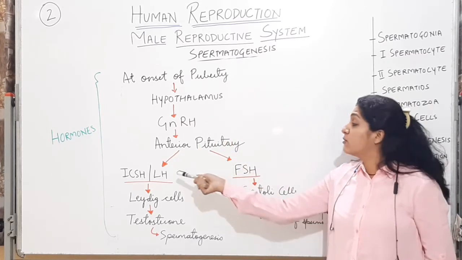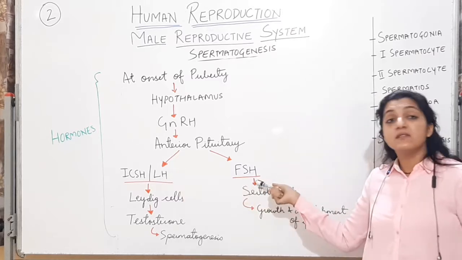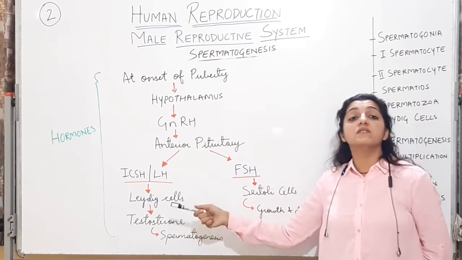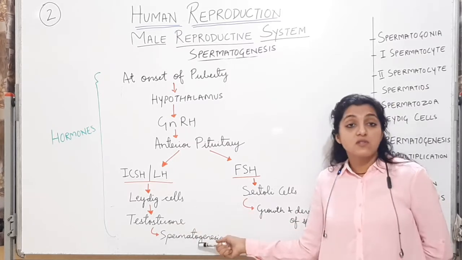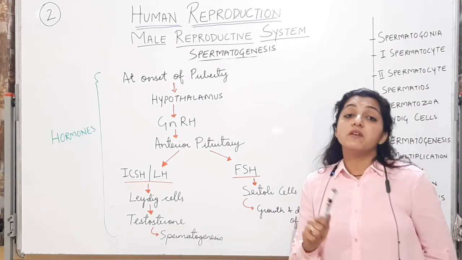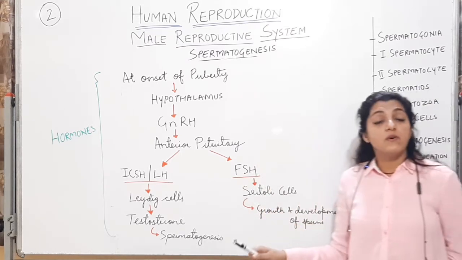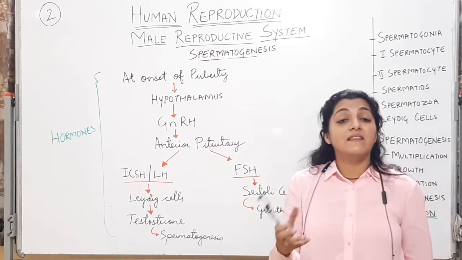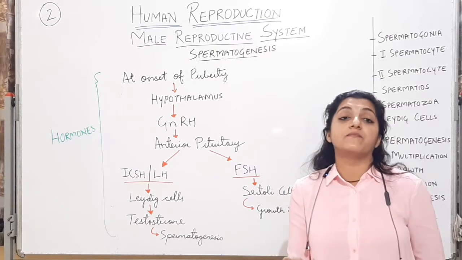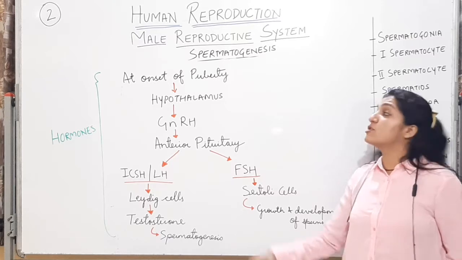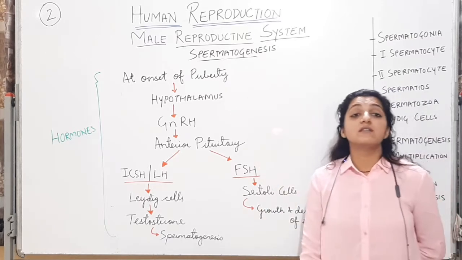The anterior pituitary is stimulated to release LH and FSH. LH is going to stimulate the Leydig cells to secrete testosterone. This testosterone is going to stimulate the process of spermatogenesis, that is formation of sperm. FSH is going to stimulate the Sertoli cells so that the sperms which are formed are nourished properly and they are grown and developed properly. So this is the hormonal influence. This is the hormonal stimulation for the process of spermatogenesis.